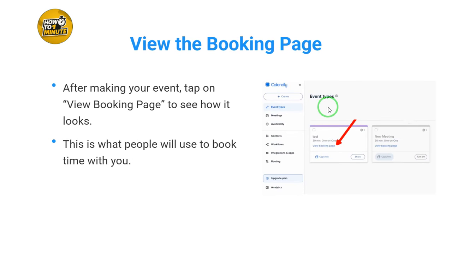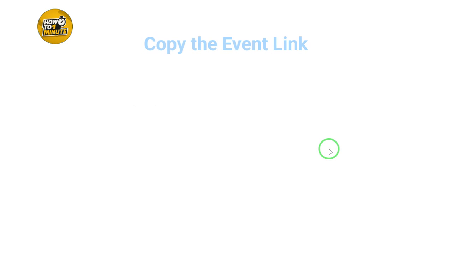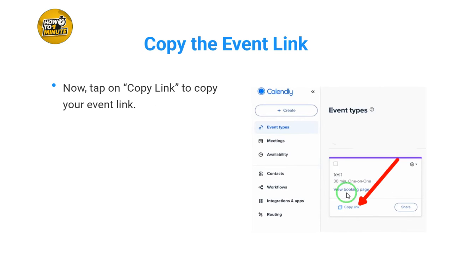After making your event, tap on View Booking Page to see how it looks. This is what people will use to book time with you. Now, tap on Copy Link to copy your event link.